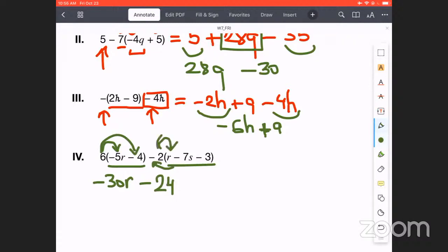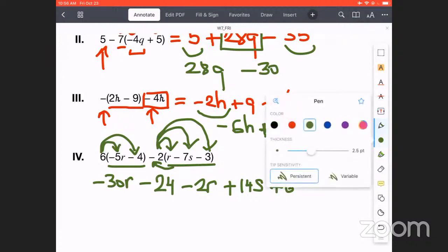So 2 times r, 2 times 7s, and 2 times 3. Let's start with the negative 2r. The second is actually a negative, but I need to reverse it to positive: 2 times 7 is 14s. And the last one is 2 times 3, which is 6, but in front of it is a negative, and because of the sign in front of the parentheses, I need to reverse it to positive. So this is steps 1 and 2 together, multiplying the number and switching the signs together.